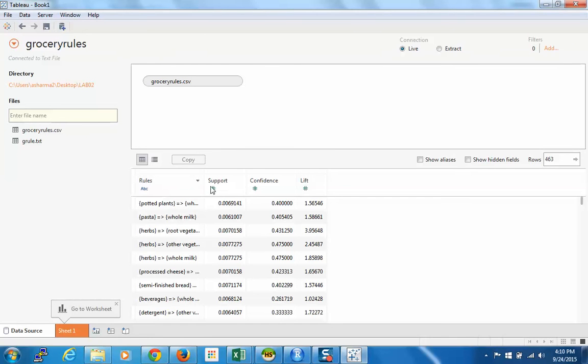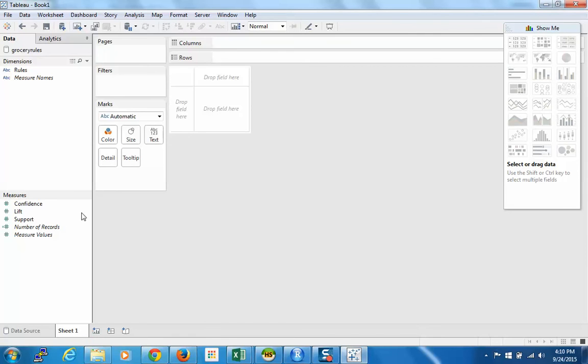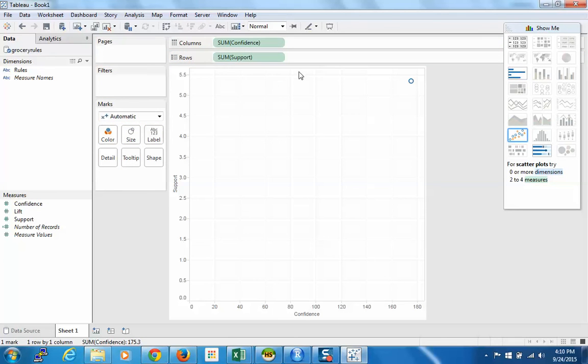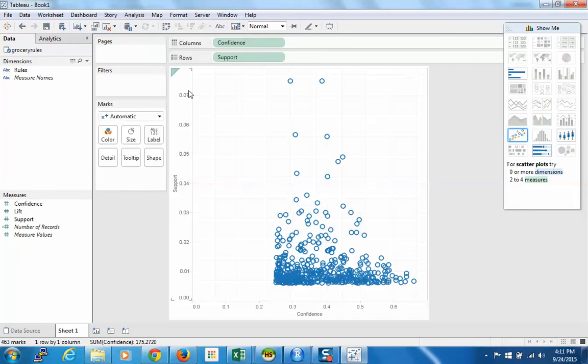I can see all the columns over here. So rule is the first column, support, confidence, lift. And now I can go to sheet 1. And now what I'll do is I'll plot the confidence against the support. And by default, it will aggregate confidence and support. It will summarize. I do not want that. I just go to analyze. I click over here and I see all the points over here. And each point is a rule. It corresponds to a rule.